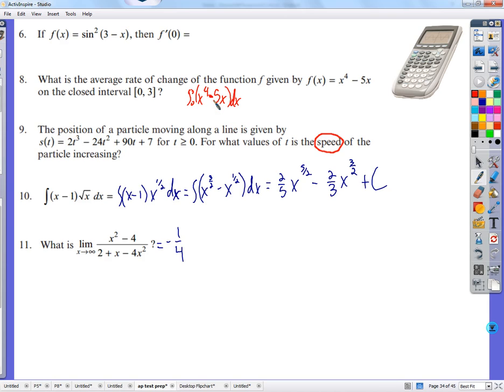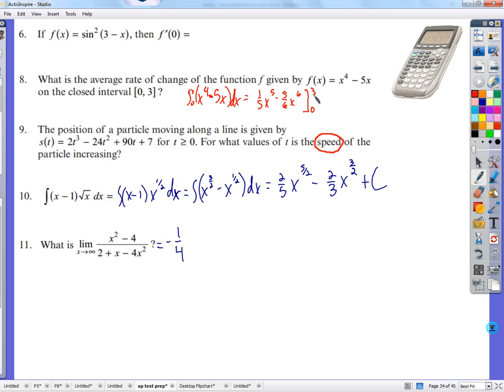Yeah. Okay. Is it right? Well, no. It wants the average rate of change. And then I did the fundamental theorem of calculus. That's okay, because it's the average. So you did the fundamental theorem of calculus on this. So you took the antiderivative. You got 1/5 x to the 5th minus 5/6 x to the 6th from 0 to 3.